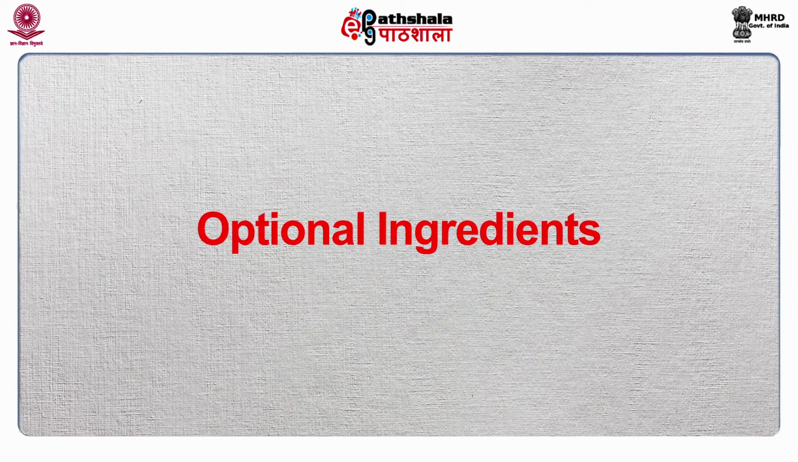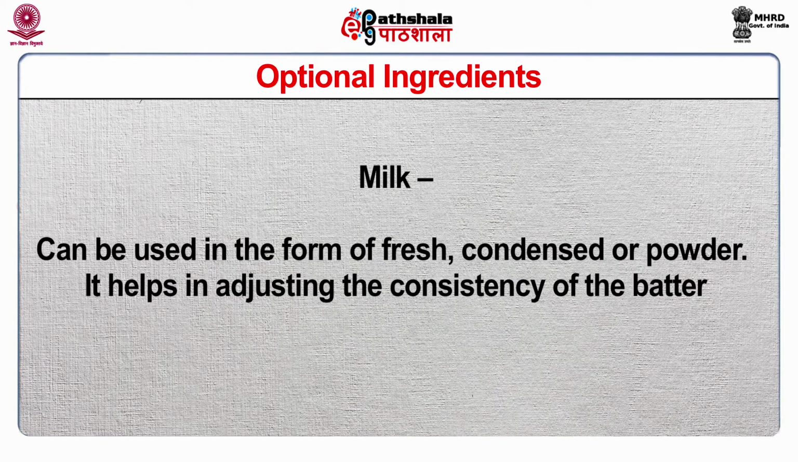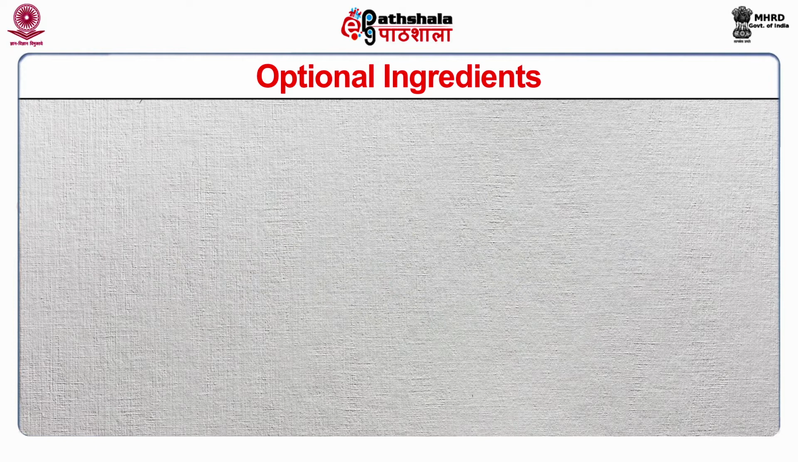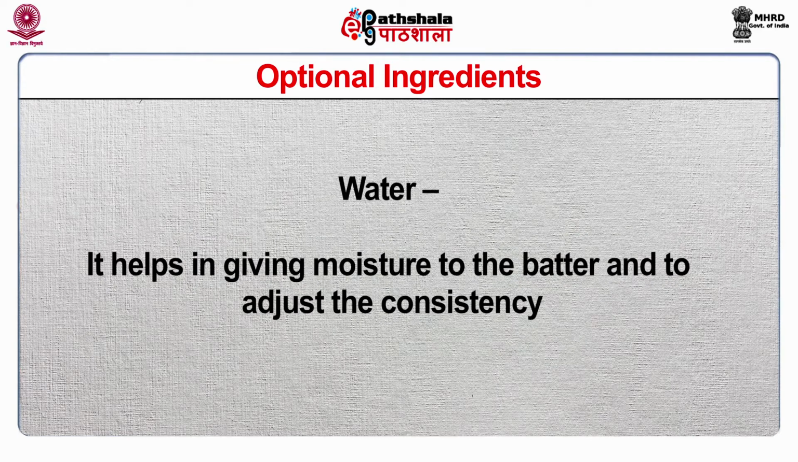The other optional ingredients are baking powder, a chemical leavening agent that in the presence of heat and moisture gives out carbon dioxide which brings about aeration. Milk can be used in the form of fresh, condensed or powder. It helps in adjusting the consistency of the batter. It gives color to the crust because of the lactose present and gives richness to the product because of its fat content. Water. It helps in giving moisture to the batter and to adjust the consistency.